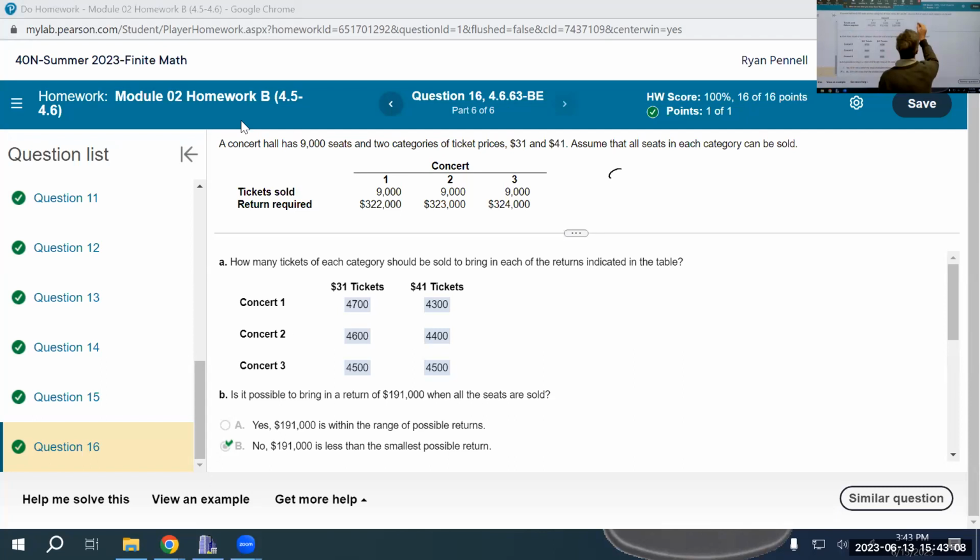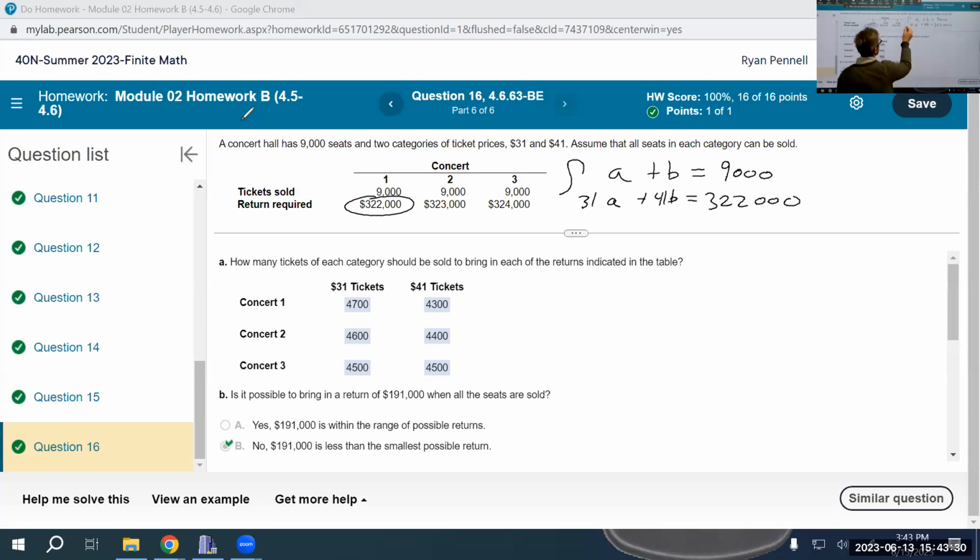So you'd have something like A plus B equals 9,000. And then you'd have the revenue equation: 31 times A plus 41 times B. Here you go, 2 equations, 2 unknowns. You can solve this in all the different ways that we've gone over: substitution, elimination method, matrices, inverses, however you like. That's for concert 1.